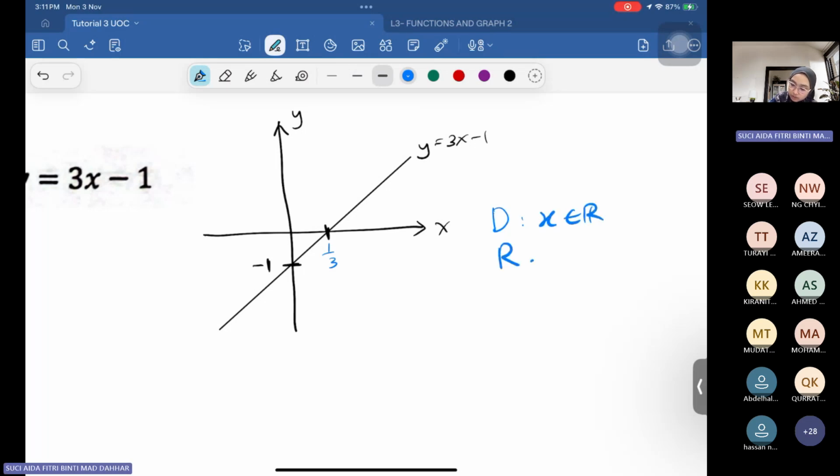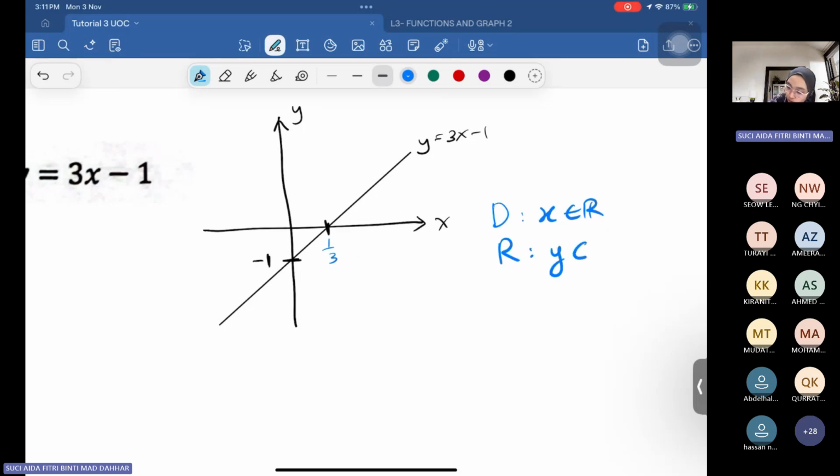So the domain for this graph is all real numbers. How about the range, class? Also the same, right? It can take any y values. So y is also all real numbers. Then that is a straight line.